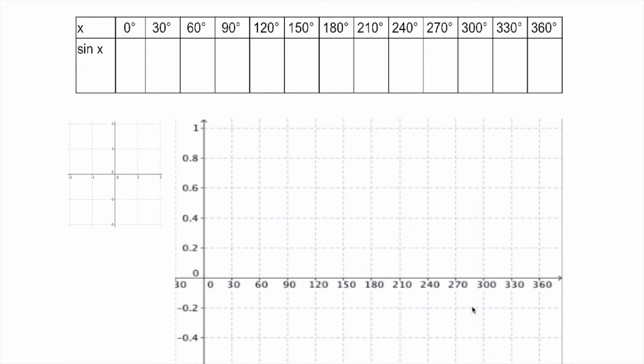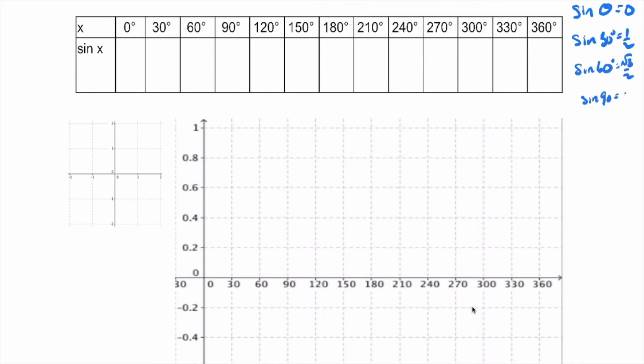So let's go through this. Let's assign a 0. Maybe on the side, a little review of what the exact values are for sine. Sine of 0 was 0. Sine of 30 was 1/2. Sine of 60 was √3 over 2. And sine of 90 was 1. So let's start filling in this table.